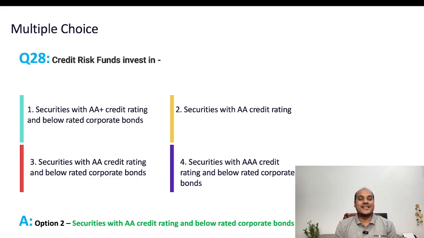So credit risk fund invests into option 3. The correct option is option 3, where the money is invested into AA credit rating and below rated corporate bonds. So option 3 is here the correct one.